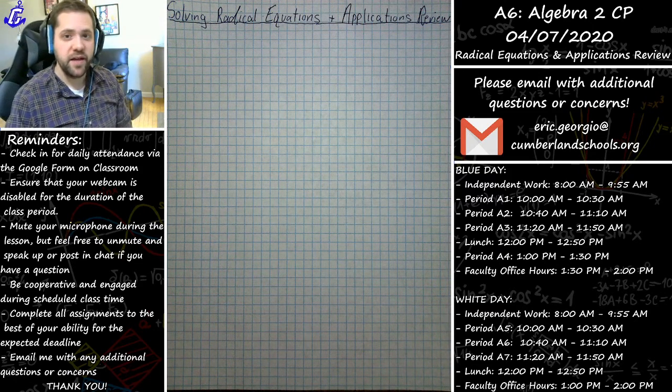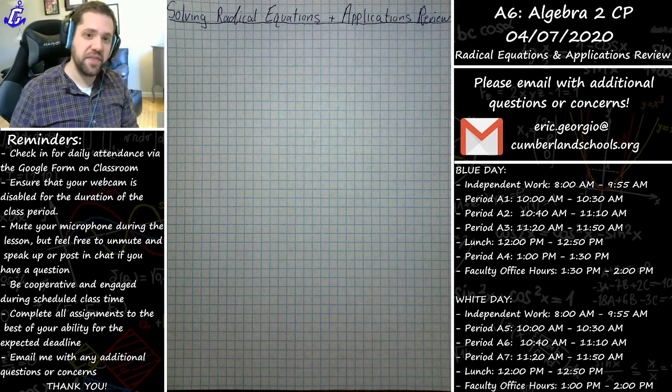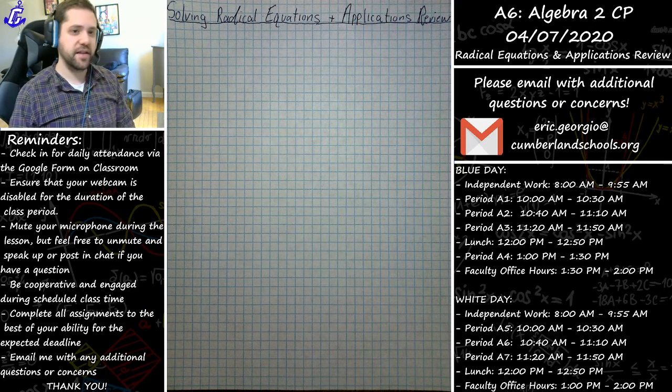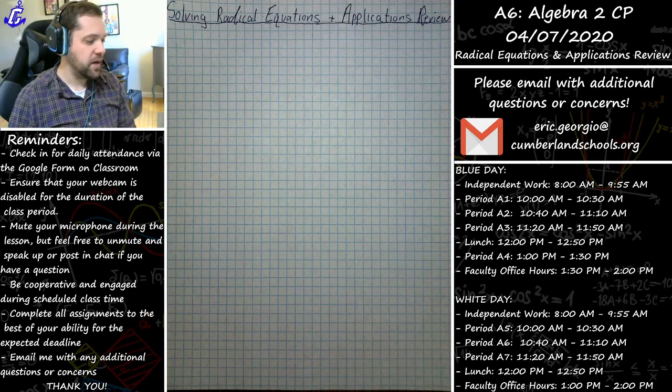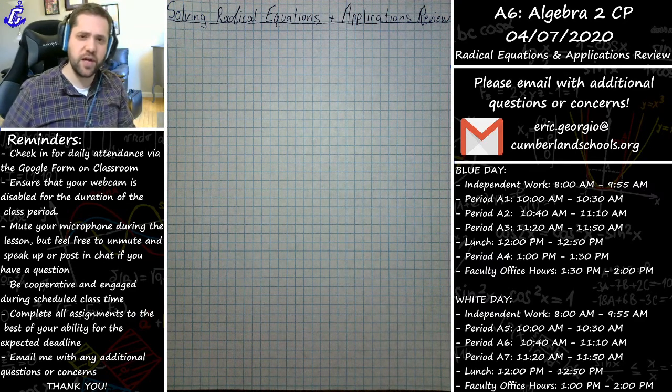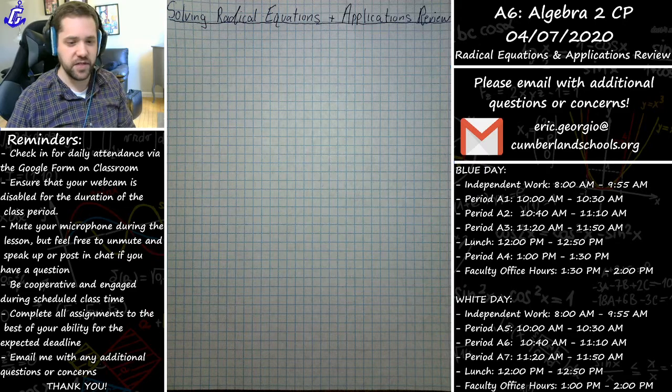So, good morning. This is April 7th. This is Algebra 2 CP A6. Today, what I'd like to do with you guys is a little review on applications of radical equations, as well as go back to do a couple more solving equations problems. Never hurts to see a few more examples, so I figured that would be good to do with you today.